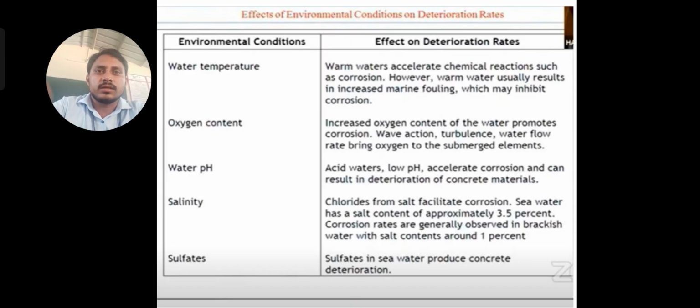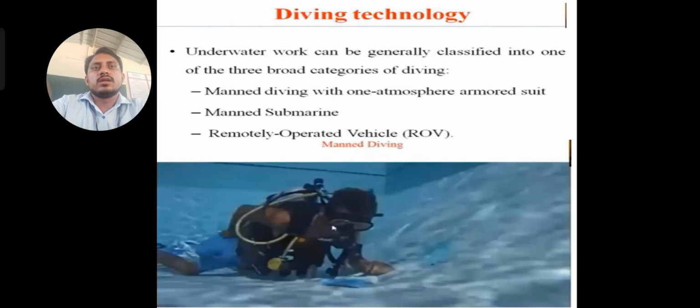And sulfates: seawater also has sulfate content, which produces concrete deterioration. Now, what techniques are available to identify the damages in underwater concrete structures? So one main important technology is diving technology. In diving technology there are 3 categories. One is manned diving with a 1 atmosphere armored unit, second is manned submarine, and third is remotely operated vehicles.